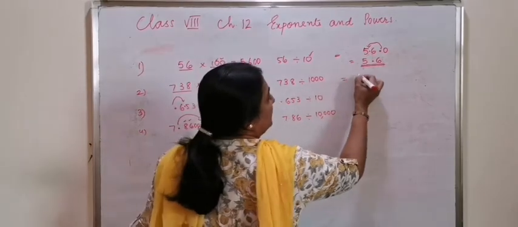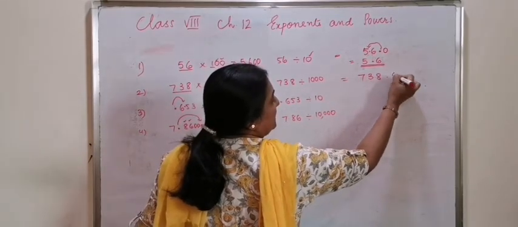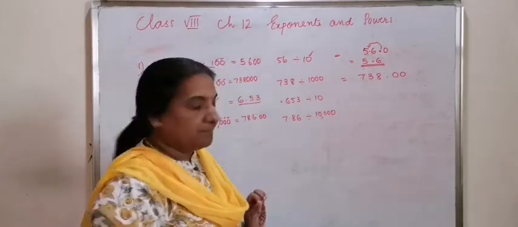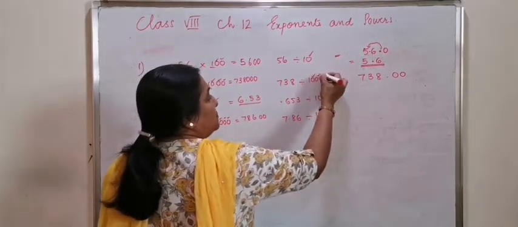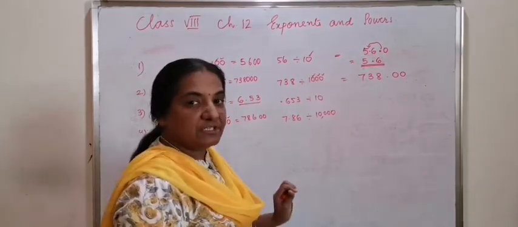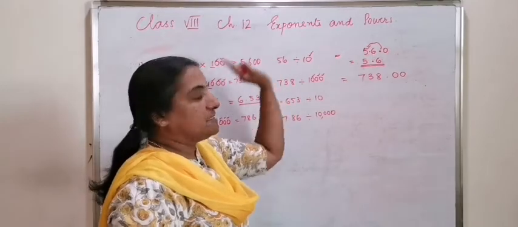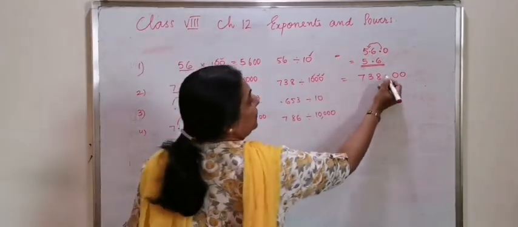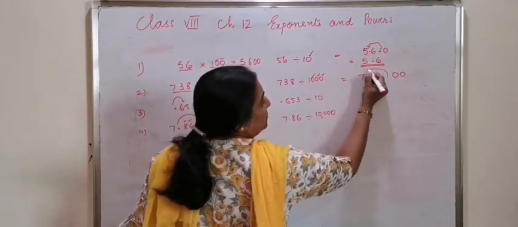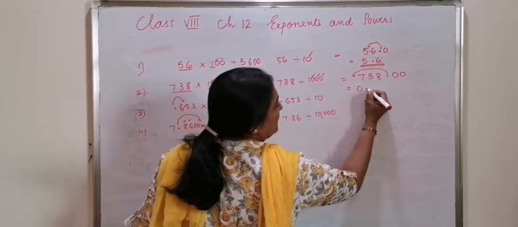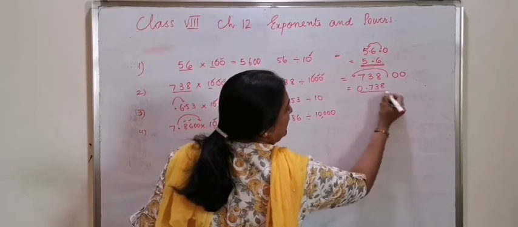Similarly, 738 can be expressed as 738.0. 1, 2, 3 zeros, that means you will shift the decimal places 3 places to the left. So 1, 2, 3, or it is the same as 0.738.